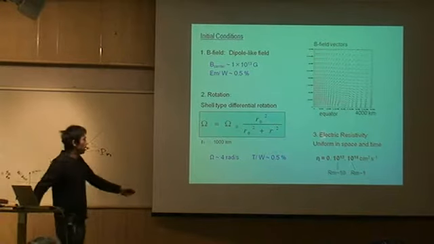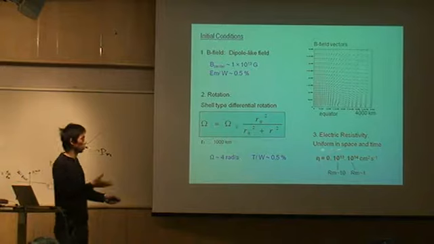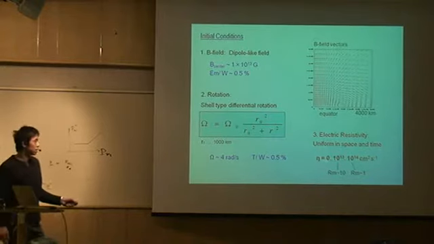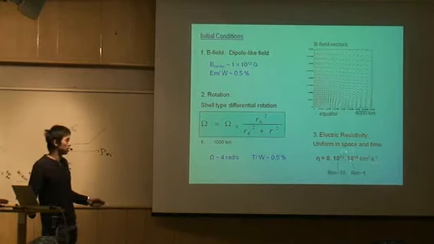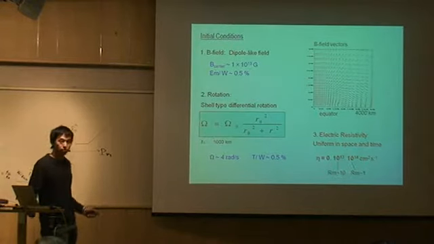For electric resistivity, uniform resistivity is assumed. We have computed three models. The first one is the ideal model with no resistivity, and the other two are resistive models with different resistivity values. For the resistive models, the magnetic Reynolds number is roughly these values.